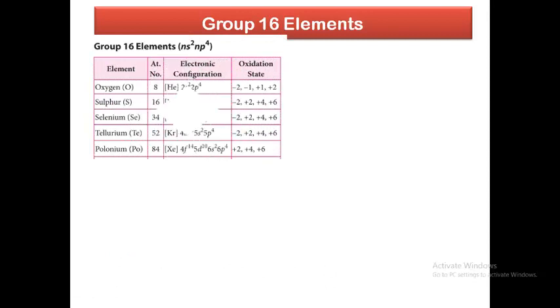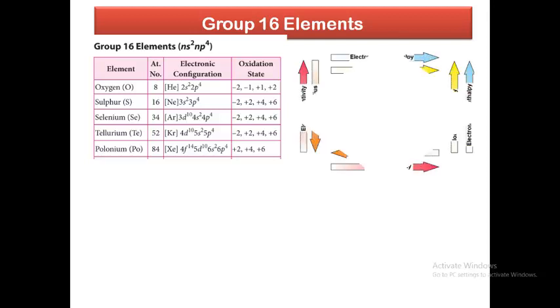Next, moving on to group 16 elements, the oxygen family or chalcogens. The group 16 elements are oxygen, sulfur, selenium, tellurium and polonium. The outermost electronic configuration of group 16 elements is ns2 np4. So here they have 6 valence electrons and there are 4 electrons in the p orbitals.